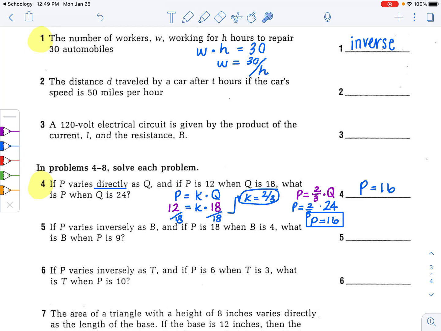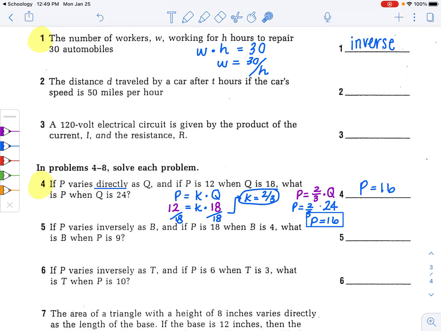Again, you set up your equation because it says directly, you're going to use multiplication. You'll have to solve for your unknown, and then it's a substitution with the value it's given. Okay, that should be a great start with identifying inverse and direct.